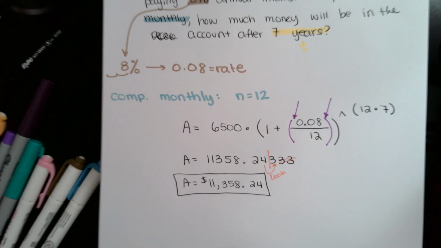So make sure you round correctly. All right, beautiful people, that is it for compound. You have 3 formulas: growth, decay, and now compound.